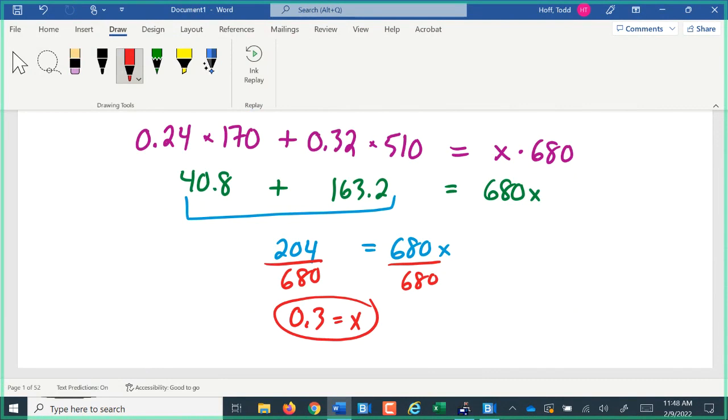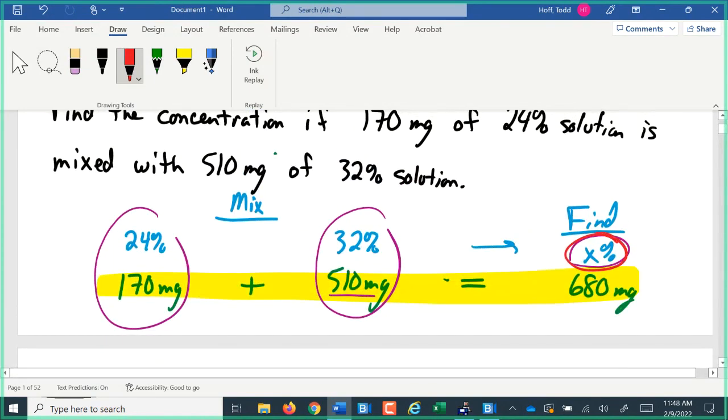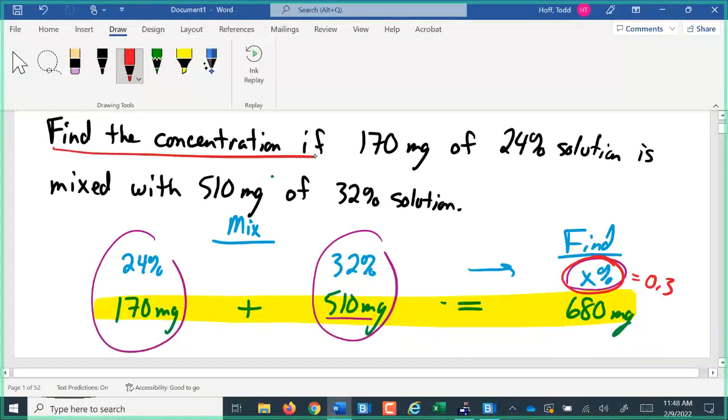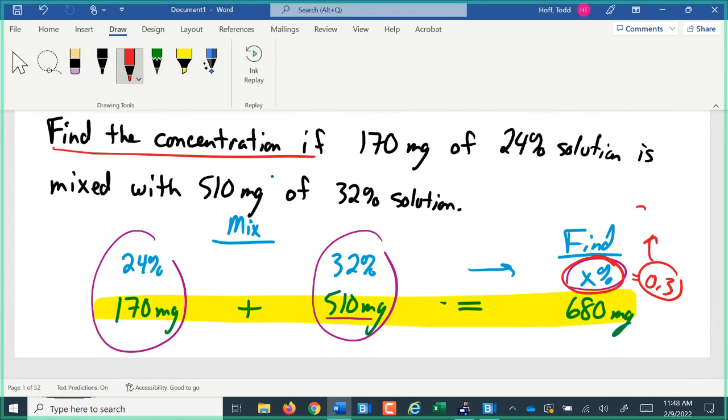So once we've solved for X, in any sort of word problem, any sort of problem really where we're solving an equation, we need to do two things once we've solved for X. One is we need to make sure we remember what X represents. Well, here, X represented the final concentration. That's 0.3. The second thing we need to do is to make sure we have answered the question. The question is saying find the concentration. Well, 0.3 is the concentration, but we typically want that as a percent. That solution would be a 30% solution.